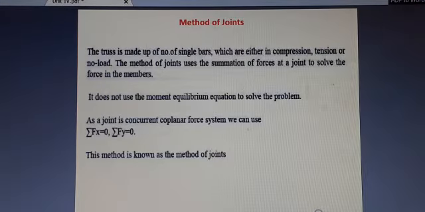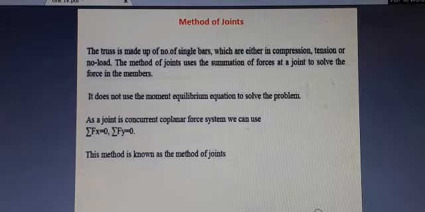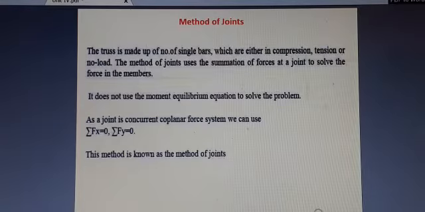In this method, we use the FBD of the entire truss. Then, applying the conditions of equilibrium, find out the support reactions. Then consider individual joints and draw the FBD of those individual joints. Then, with the same procedure, apply the conditions of equilibrium and find out the unknown forces in the members. In this method, we do not use the moment equilibrium equation, that is, summation of moment is equal to 0. This is all about the method of joint.